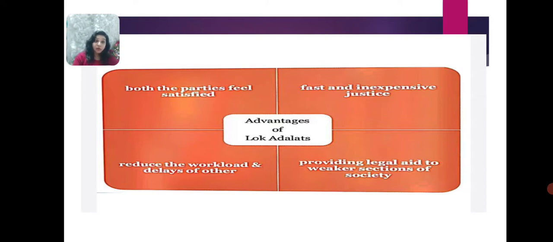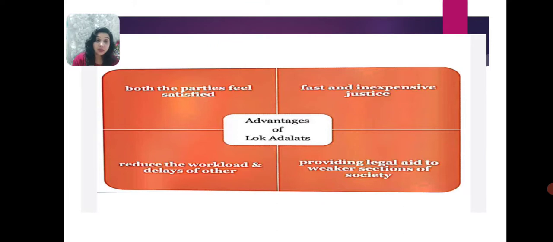Now, Lok Adalat also delivers fast and inexpensive justice. It's very cheap, you don't have to pay a huge price to the advocates or whomsoever you are concerned with. The decisions are different in the court and in Lok Adalat. In Lok Adalat, things are decided and finalized in a very short span of time, whereas in courts it is a very time-consuming process.